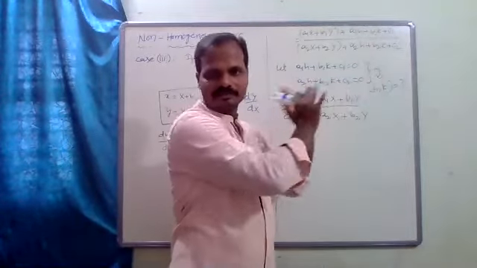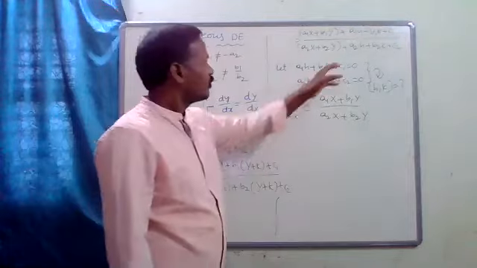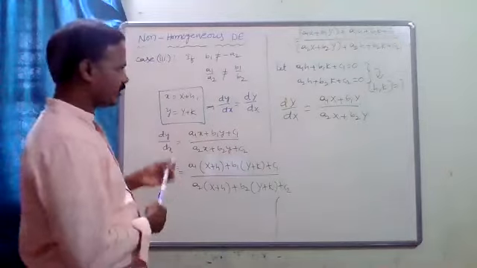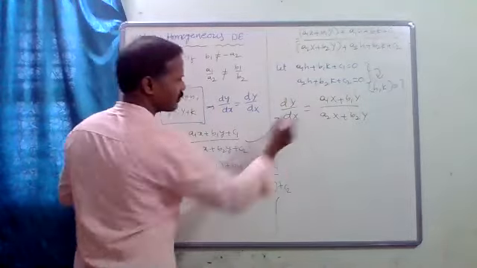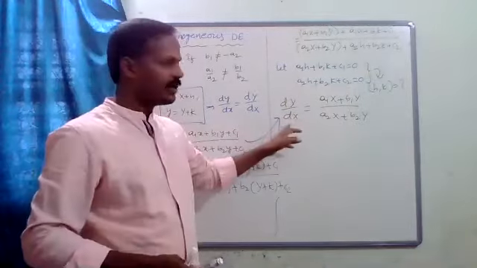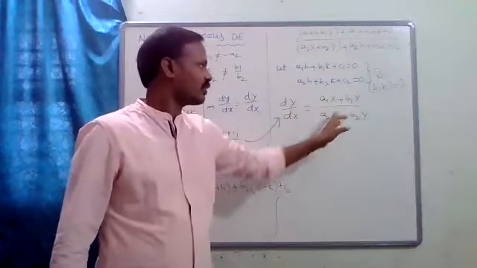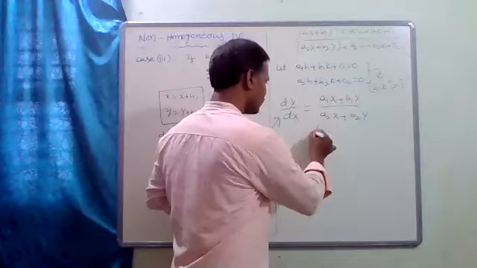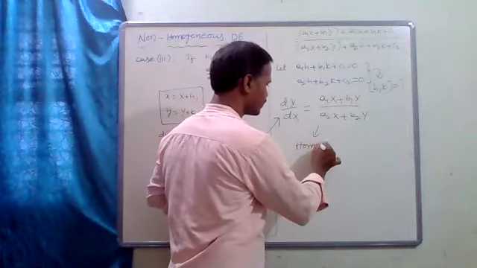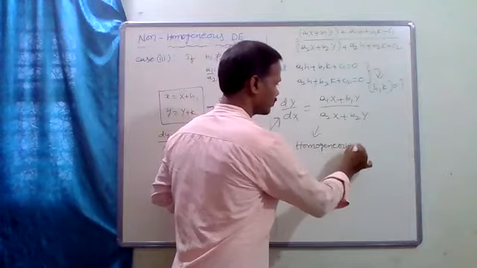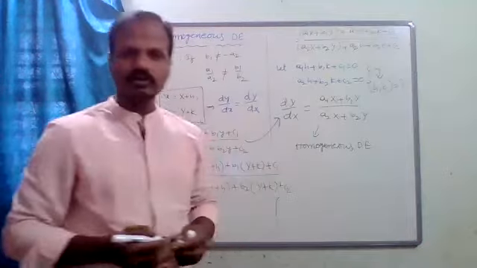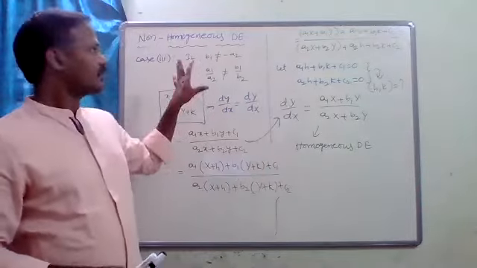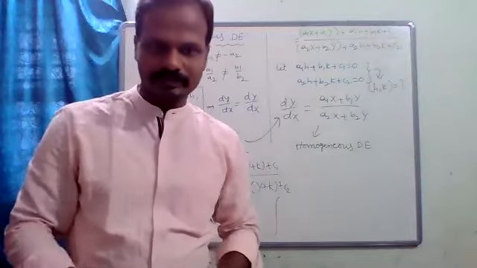Just keep them there itself. Now if these two are 0, the given differential equation becomes dY by dX equal to (a1X plus b1Y) by (a2X plus b2Y). Now this is the homogeneous differential equation. You know already how to solve this homogeneous differential equation. So this is the process for case 3.